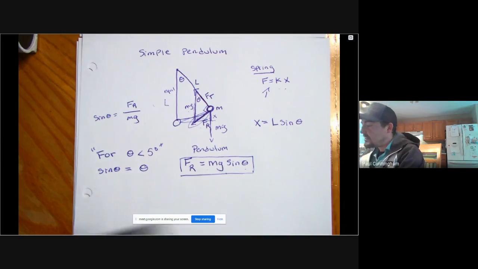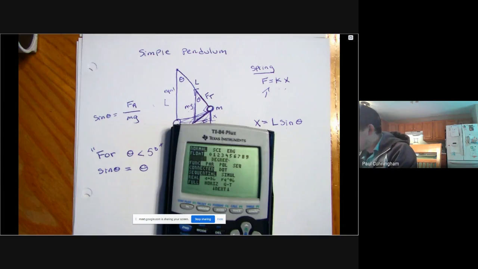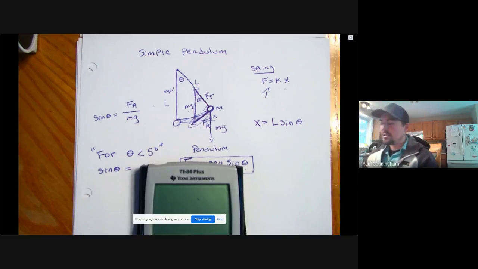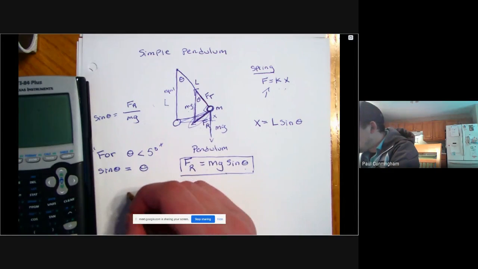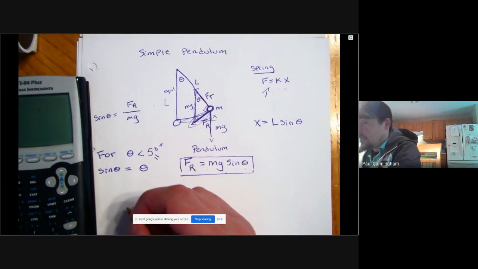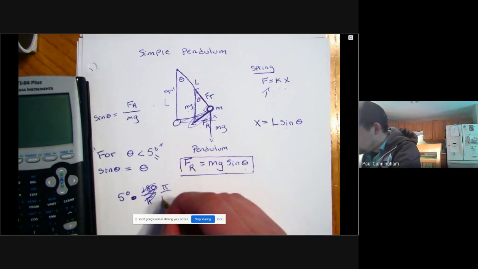Oh, I'm sorry. I needed to do this in radians. That's right. Okay. So for example, let's just take 5 degrees for a second. We have to convert that into radians. What's that conversion? 180 over pi? Invert it. Pi over 180.